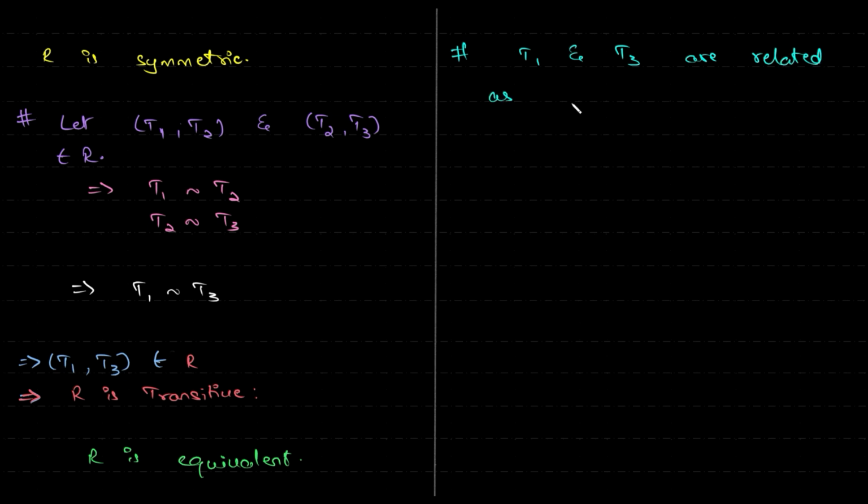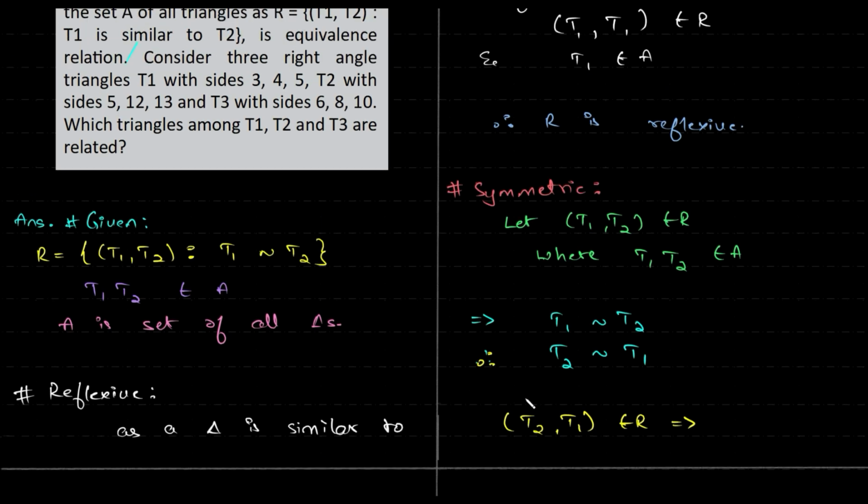as 3 by 6 will be equal to 4 by 8, and that will be equal to 5 by 10. They satisfy the SSS similarity criteria. Okay, so actually a very simple question.